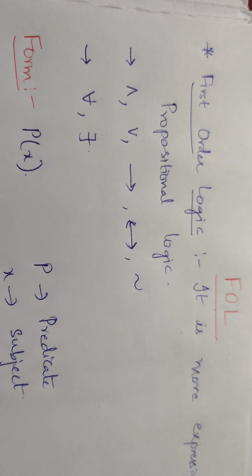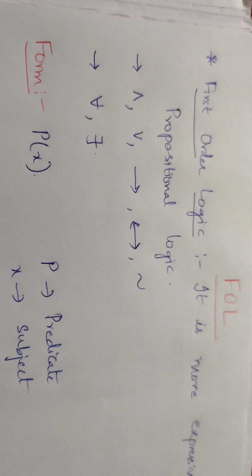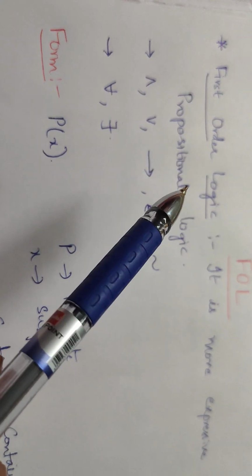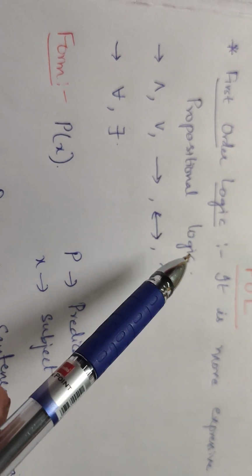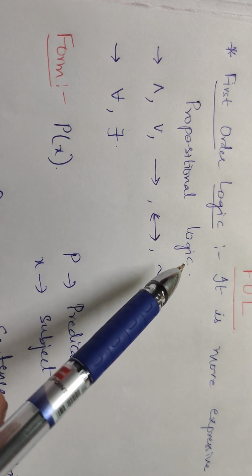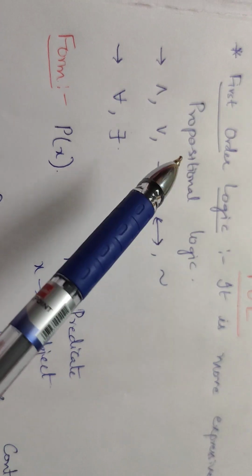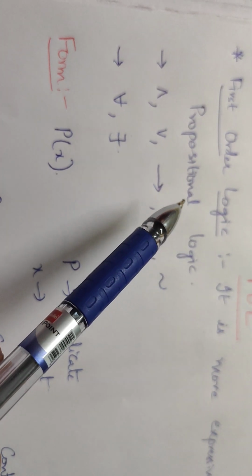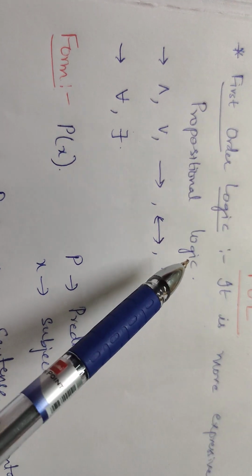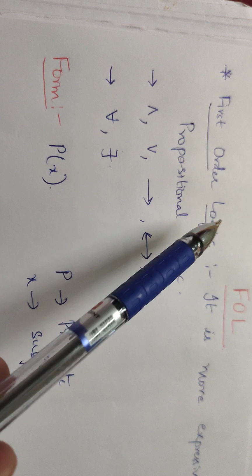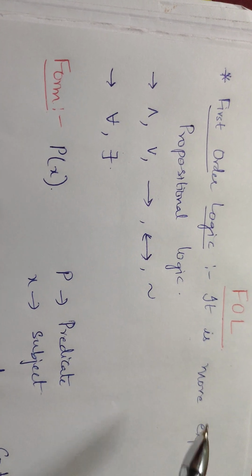So let's discuss first order logic, FOL, in artificial intelligence. As we have discussed, propositional logic is a part of logic programming, which is subdivided into two parts. Propositional logic we have seen with the help of truth tables. The other part of the logic is predicate logic.